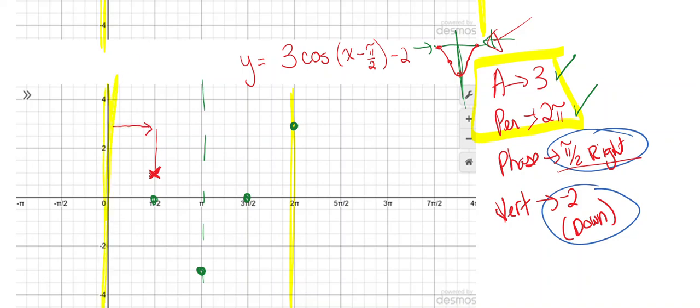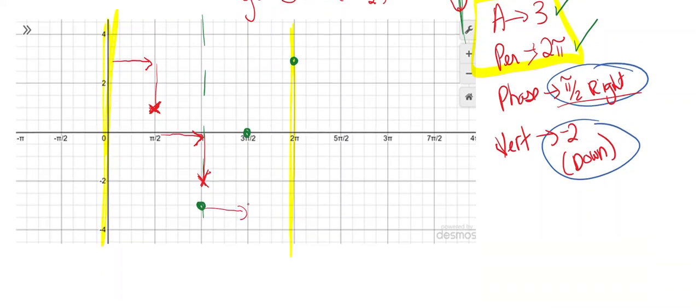Now, this one, I'm going to go over pi over 2, which is 1 big box, and then down 2 units. It's going to slide here. So this one slid here, I'm going to get rid of that one, okay? And I'm going to repeat that a couple of times. Slide over, and then down 2 units. I'm going to go off the graph just a little bit. Get rid of that one.